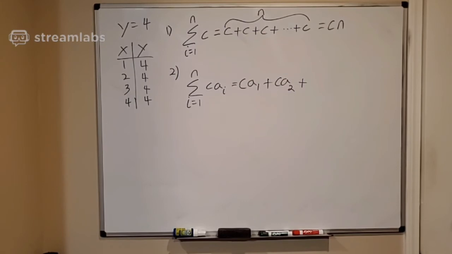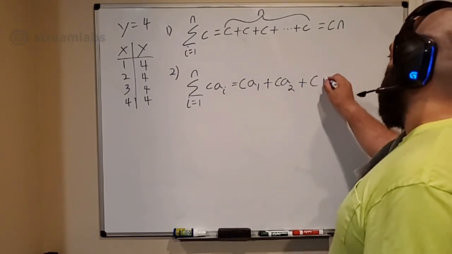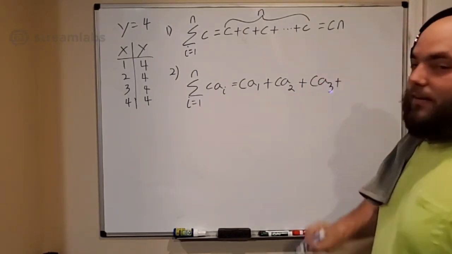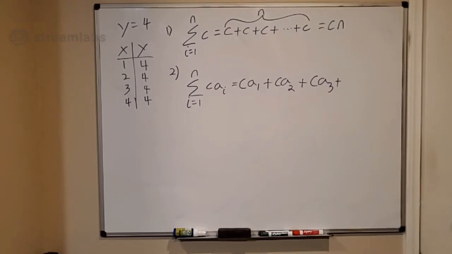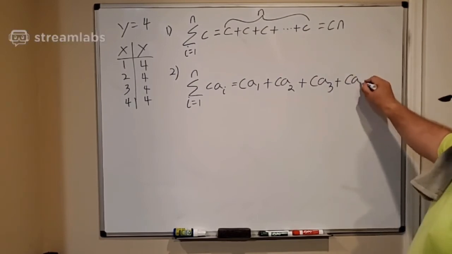Madison, what's the third term? C a sub 3. Oh man, I don't know how you figured that out. I think Madeline's next. Madeline, what's the next one? C a sub 4. So c a sub 4. I'm assuming by now everybody's noticed the pattern. Yes?